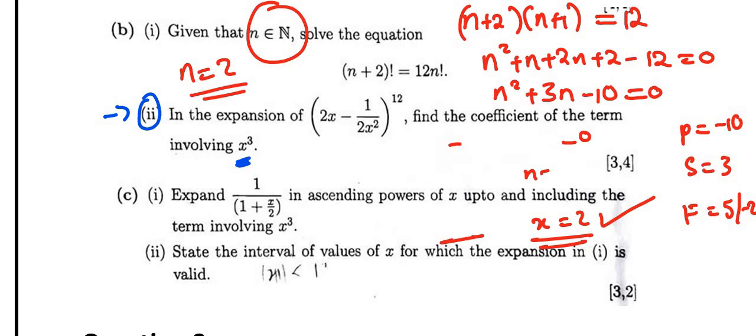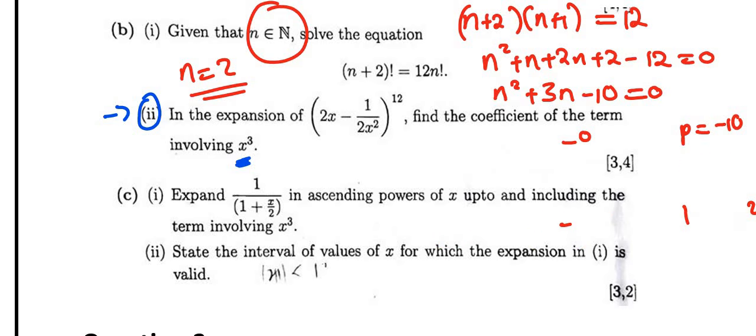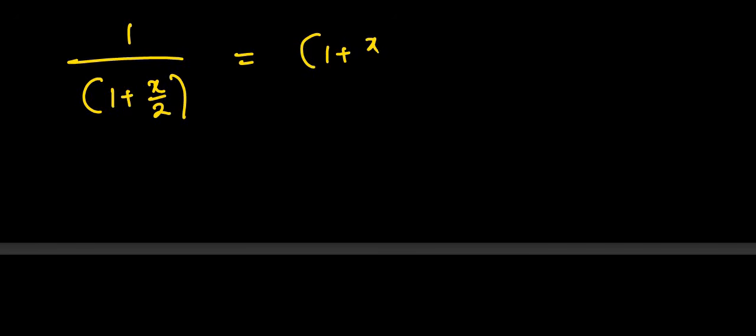Here, they're saying we expand this until we reach x to the power 3. It's a series, so this is a binomial series. The valid region, so we can just put this in terms of, this is 1. If you think about it, this is just 1 plus. So this is the 1 over 1 plus x over 2. This is the same as 1 plus x over 2 to the power negative 1, right?